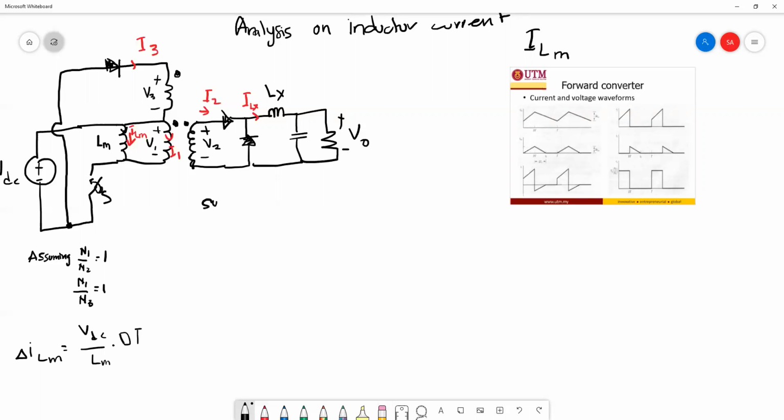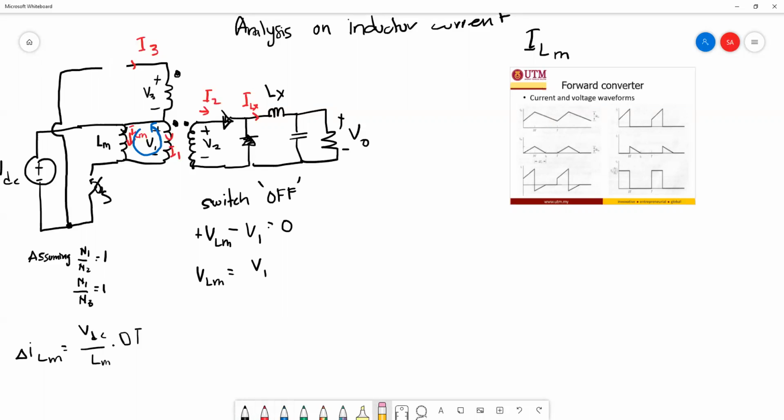So when the switch is off, what is the VLM? The current will flow through the LM, so the energy will actually de-energize. The KVL is VLM positive minus V1 equal to 0. So from here we can say that VLM is equal to V1.